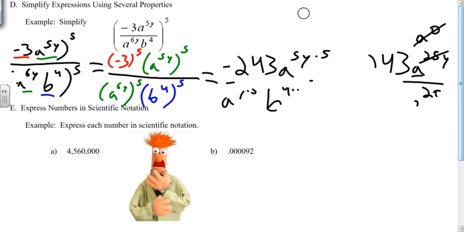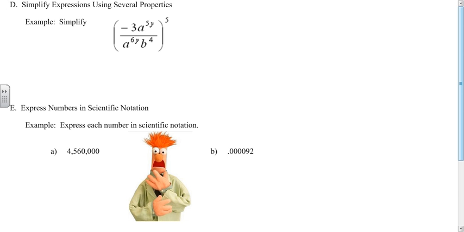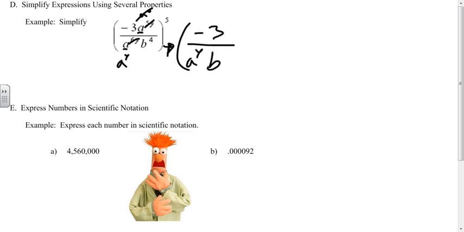Now in that situation, the method we did was to apply the properties first and then simplify it. What we could do instead is simplify it first and then apply our properties. Because we notice that we have our a and a in both the numerator and denominator, we can simplify first, taking away 5y, leaving us with a to the 0, or 1. And taking away 5y here leaves this just as a to the 1y, or a to the y. So our monomial now becomes negative 3 over a to the y, b to the fourth, to the fifth power.